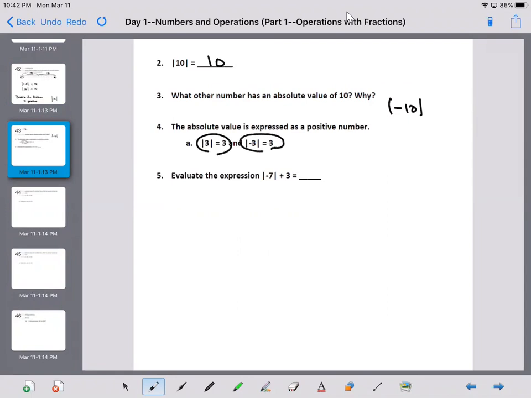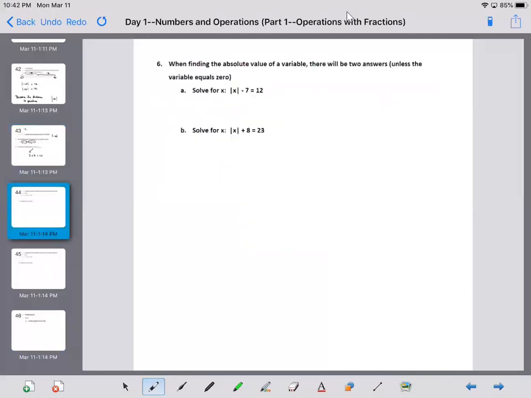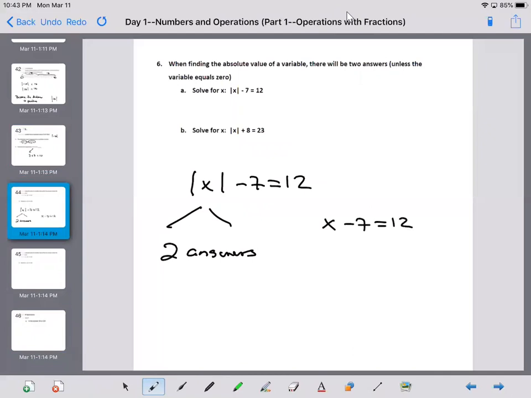So then we can look at evaluating certain expressions. The absolute value of negative 7 is 7, and then 7 plus 3 would give us 10. We can also look at algebraic equations dealing with absolute value. So the absolute value of x minus 7 is equal to 12. Well, this just means that we're going to have two answers that can go in this place. Okay? So your way of solving this is looking at the positive side and solving the equation.